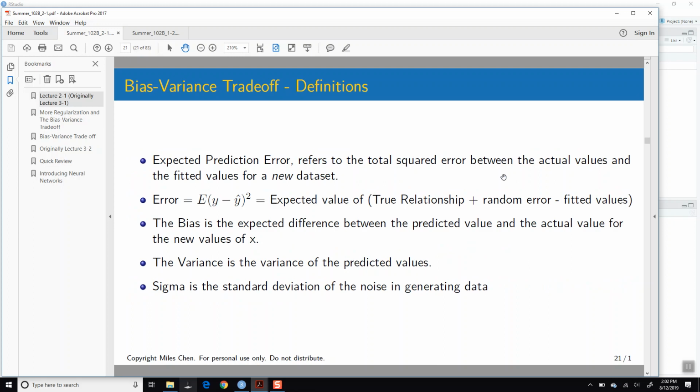Okay, and so this is what we've got. We're looking at the expected value of the true relationship plus the random error. Okay, so the y's are the true relationship plus the random error minus the fitted values. That's our expected prediction error. Okay, the bias is the difference between the predicted value and the actual value, and then the variance is the variance of the predicted values. Okay. Standard deviation of the noise and the generated values. Okay. Yeah, so this is the variance of the predicted values and standard deviation is kind of the variance that just exists in the true process there.